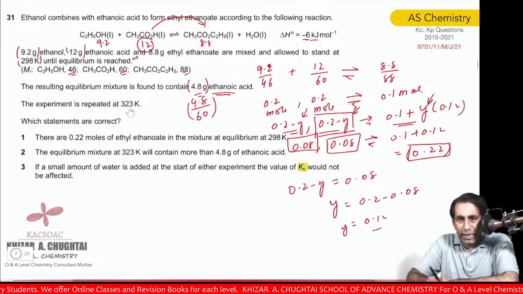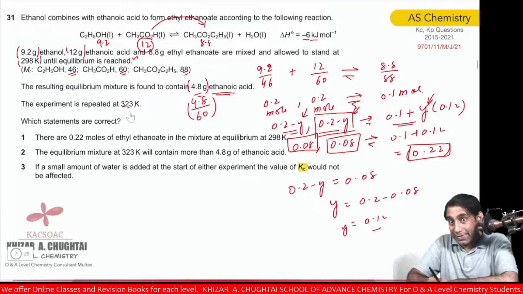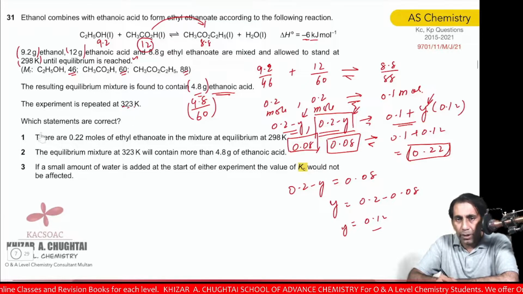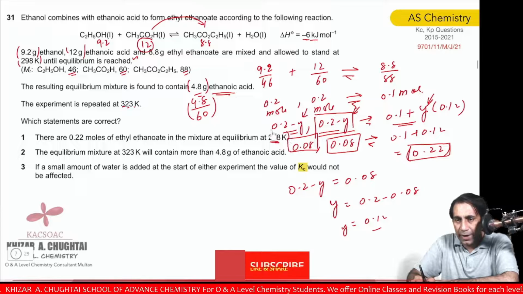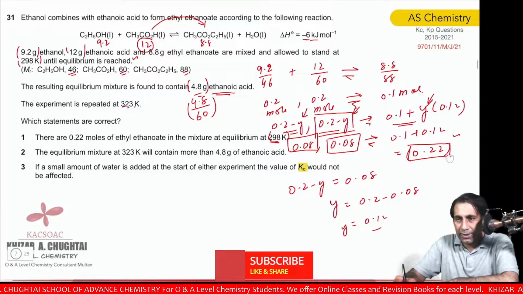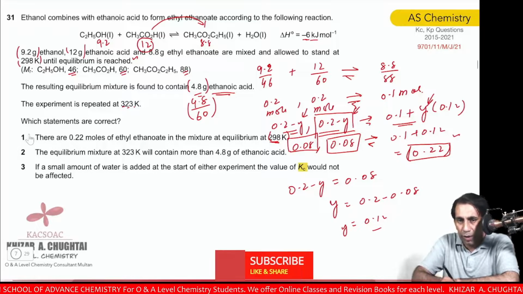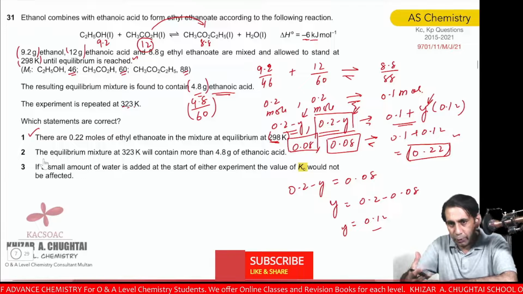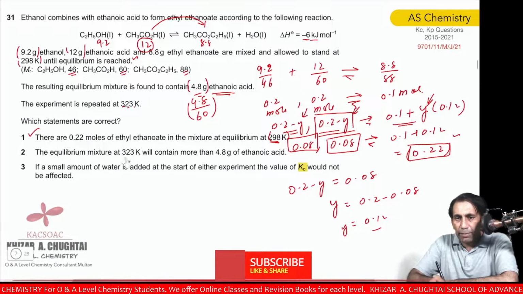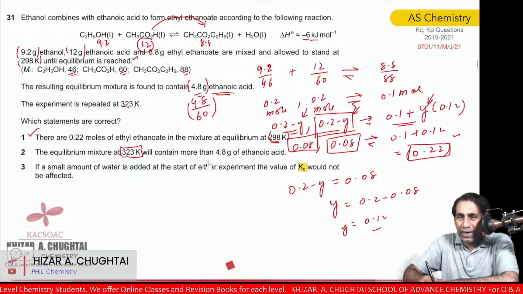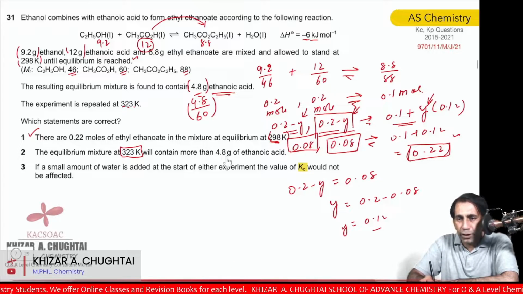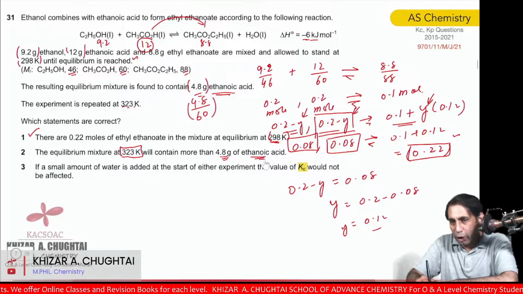This experiment is repeated at 323 Kelvin, that is the higher temperature. Which statements are correct? There are 0.22 mole of ethyl ethanoate in the mixture at equilibrium, first equilibrium at 298. Yes, we have calculated. The answer is 0.22 mole. The first option is the correct one. The equilibrium mixture at 323 Kelvin, at higher temperature, will contain more than 4.8 gram of ethanoic acid.